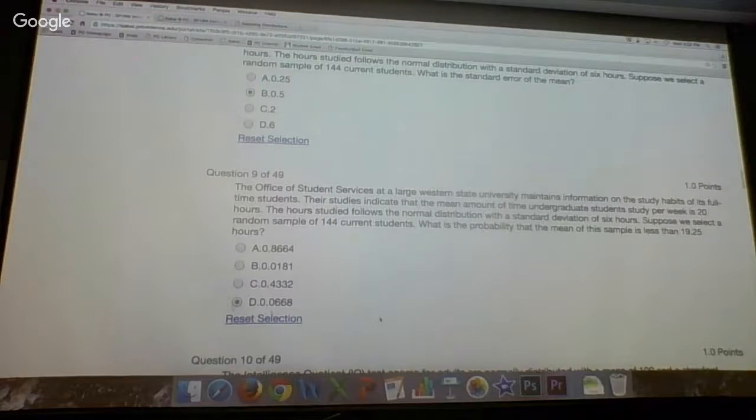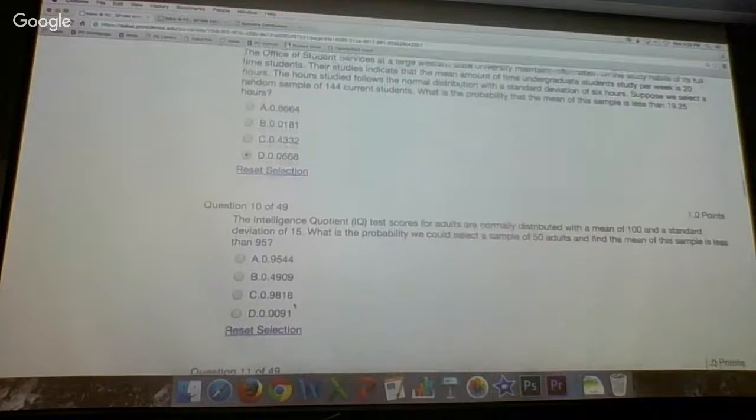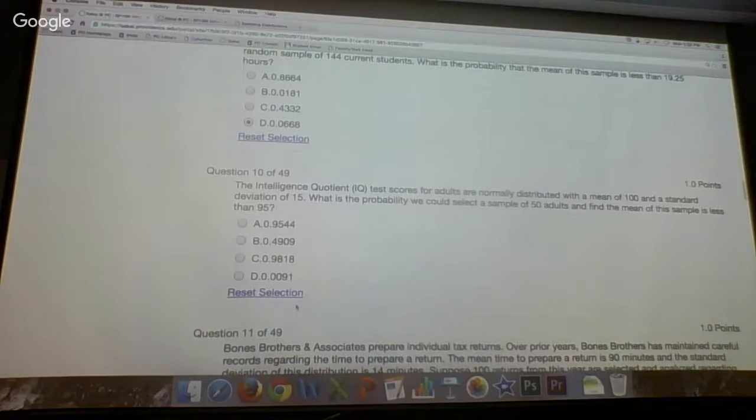By the way, less than 19.25 means we need to do the tail of that distribution because it was less than. A10. The IQ test scores for adults are normally distributed with a mean of 100 and a standard deviation of 15. What is the probability we can select a sample of 50 adults and find the mean is less than 95? So the first thing we need to do in this problem is so very neat and clean.